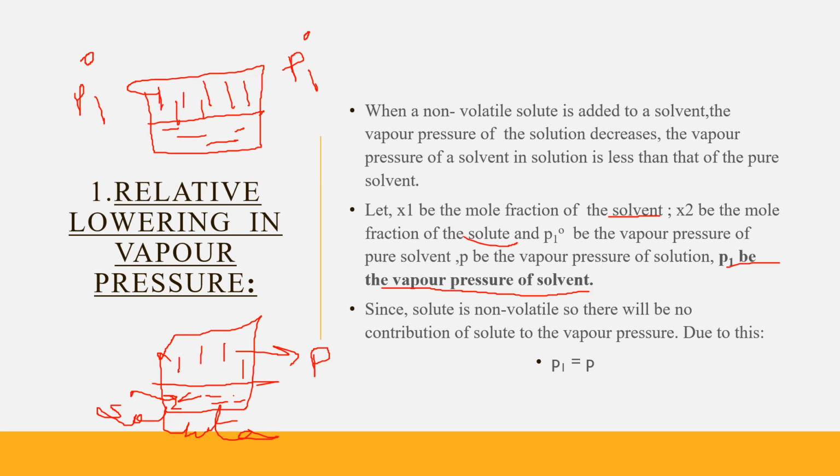So the vapor pressure of the solution, which is denoted by P here, will be equal to the vapor pressure of the solvent which is present in the solution, and which is denoted by P1 here. So this can be clear from this also. Since solute is non-volatile, there will be no contribution of solute to the vapor pressure. Due to this, P1, the vapor pressure of the solvent, will be equal to the vapor pressure of the solution.